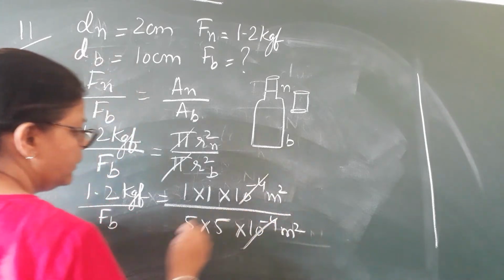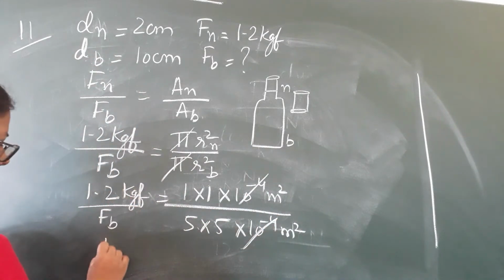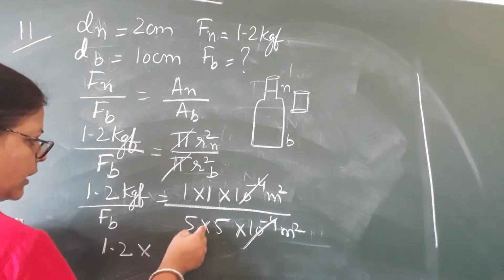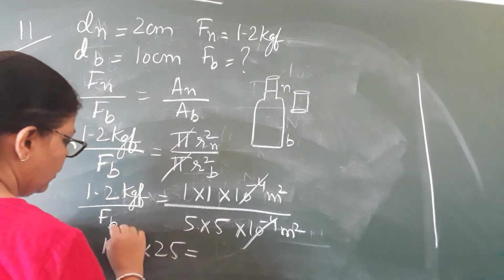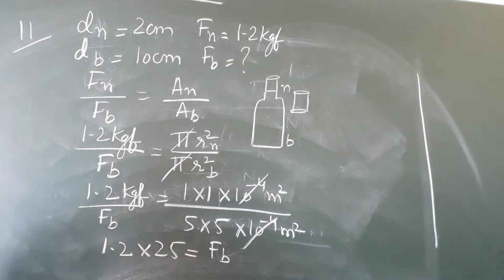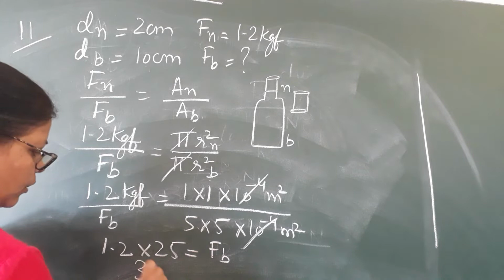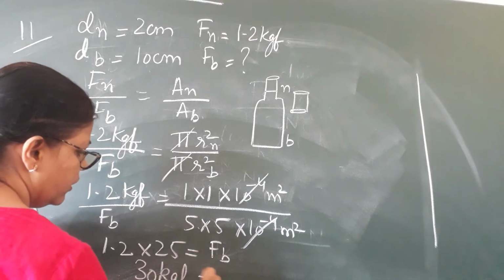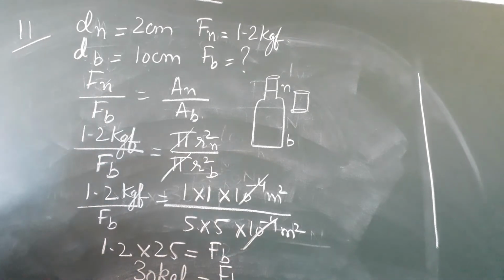This will cancel, okay, and I cross multiply. I get 1.2 into 5 fives are 25 is equal to the force on the base. And what is 1.2 into 25? That works out to 30 kgf. So 30 kgf is the force on the base.